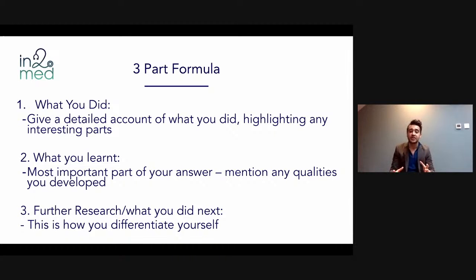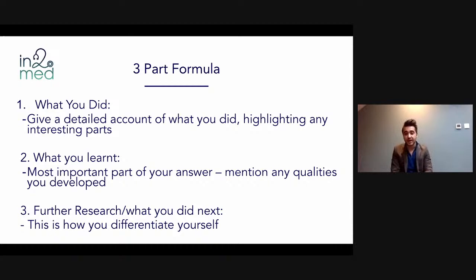But here's your opportunity to go into so much detail. Give a very detailed account: who you shadowed, who you met, what particularly interesting parts there were, because that will help really show that you were there rather than just making it up. But also that demonstrates your interest, that you can remember all the small details.